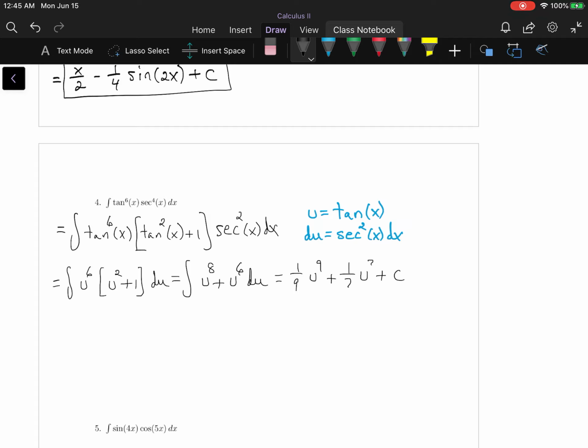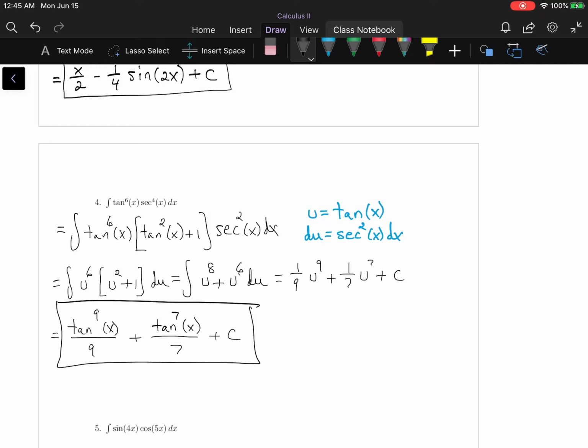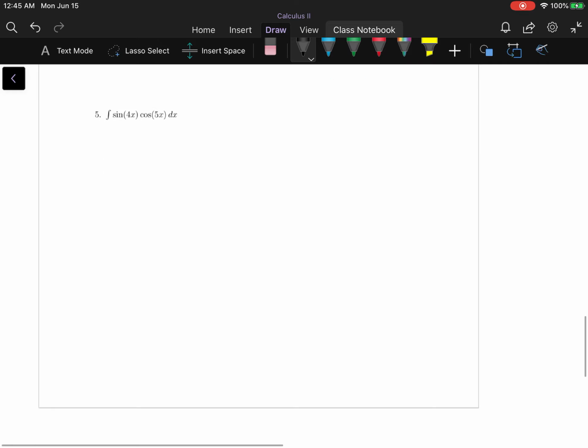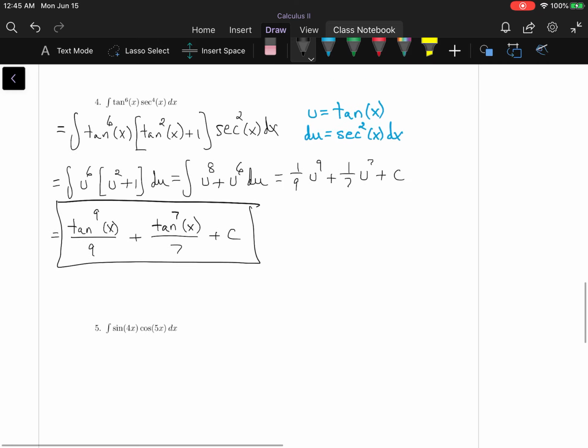And again, we don't want to leave it as a function of u. We want to answer as a function of x. Since u is tan of x, I'm going to substitute that back in, which gives me tan to the 9th power of x over 9 plus tan to the 7th power of x over 7 plus c. I believe there is one more example to go through, so let's take a look at this.